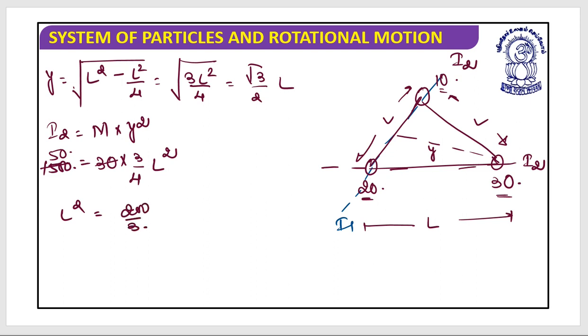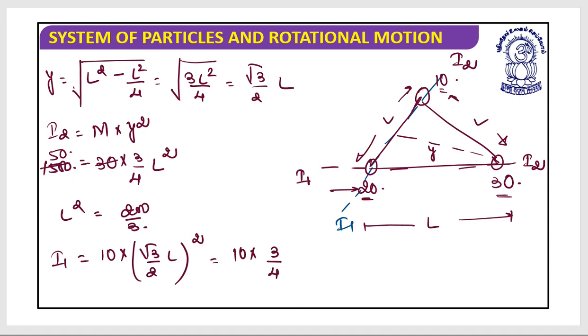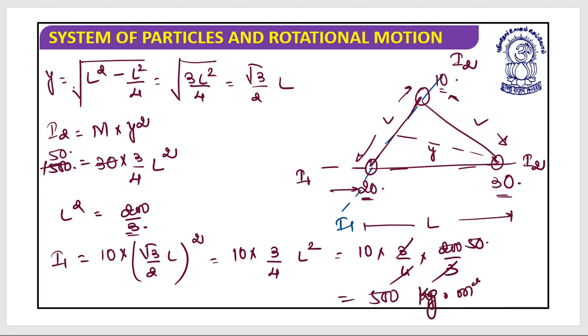Now what I want, let's call this I1. This is the moment of inertia through 20 and 30. This I1 should be written as 10 multiplied by root 3 by 2 L whole square. So this is equal to 10 multiplied by 3 by 4 L square. I have the data for L square, so it's 10 into 3 by 4 multiplied by L square, and L square is 200 by 3. This has gone. This is 4 into 50, so this is 50 into 10. It's 500 kg meter square.